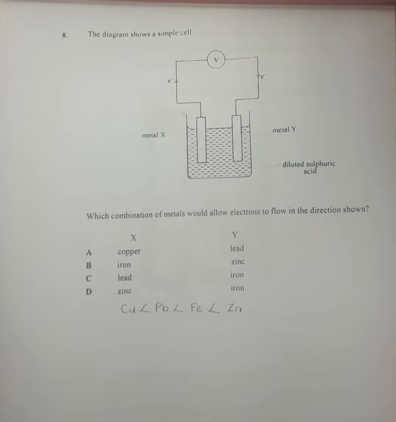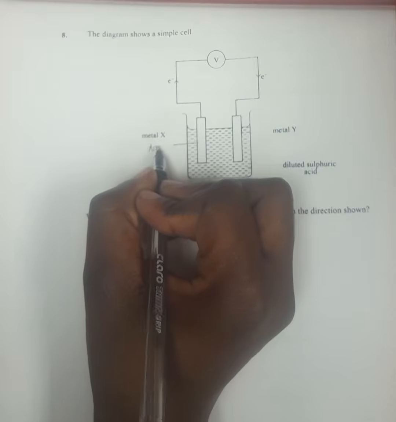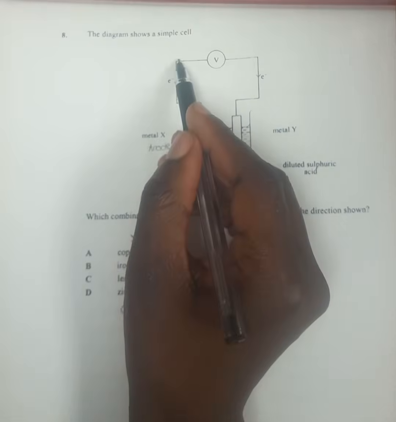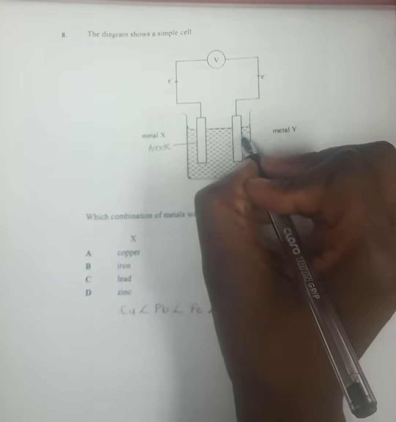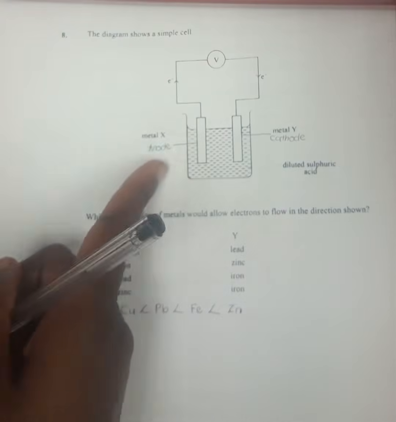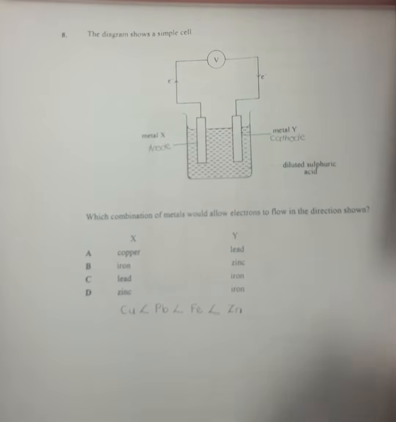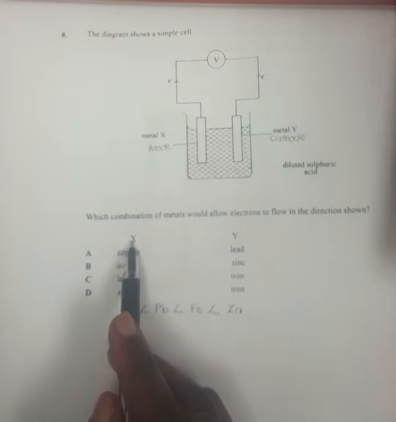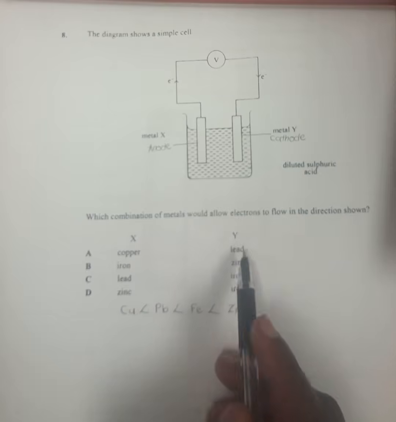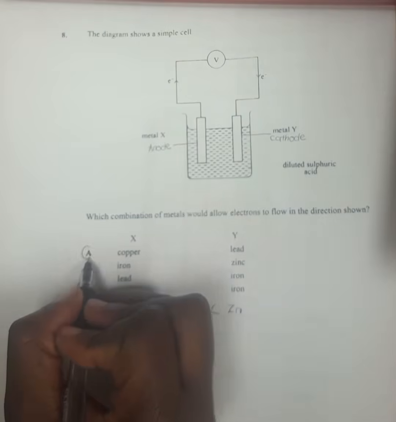So the electrons are supposed to flow from the anode to cathode. So this one is supposed to be our anode because electrons are flowing from this direction going to this cathode. So we need to have the anode that is more reactive than the cathode. So now let us compare one by one. A is saying copper is X, while Y is lead, which is incorrect. Why? Copper is less reactive than lead, so this one is going to be disqualified.